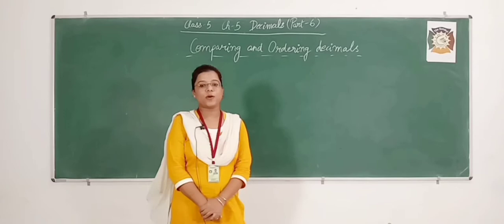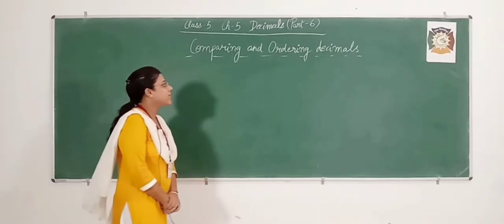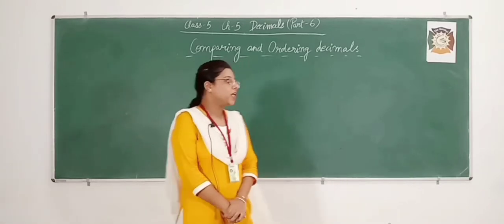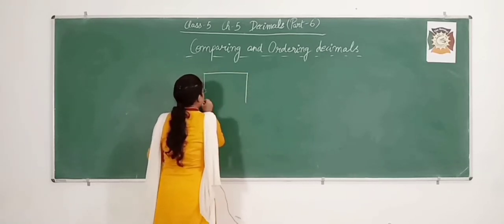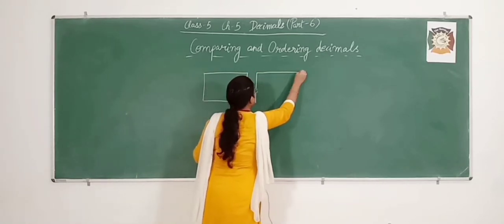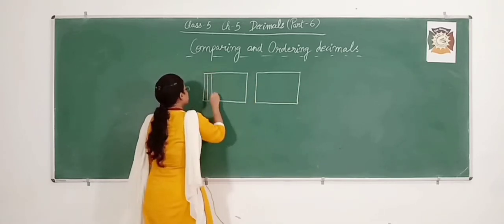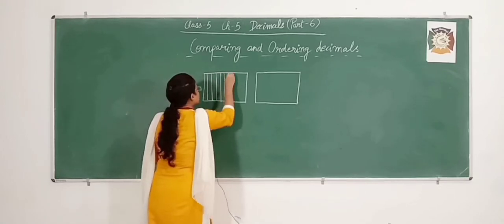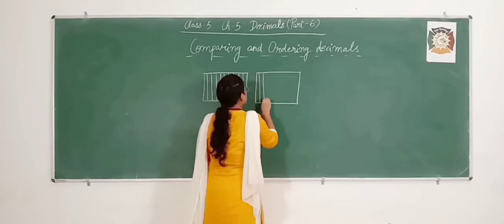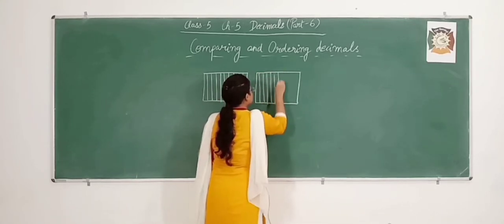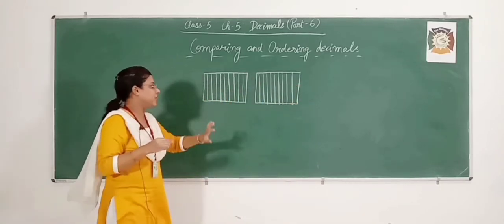Today we are going to continue our chapter 5 decimals, and the topic that we are going to start today is comparing and ordering decimals. So let's say we have an example in which you have 10 portions of a wall in which some are shaded like this, these two are exactly similar walls with the 10 equal partitions.